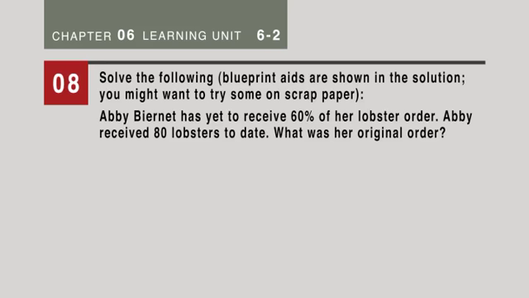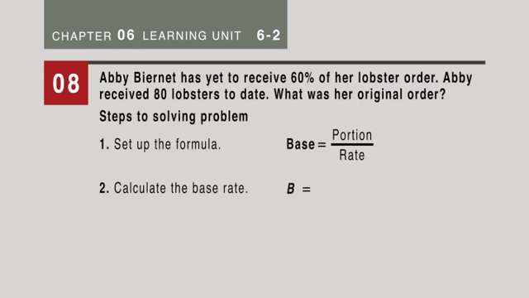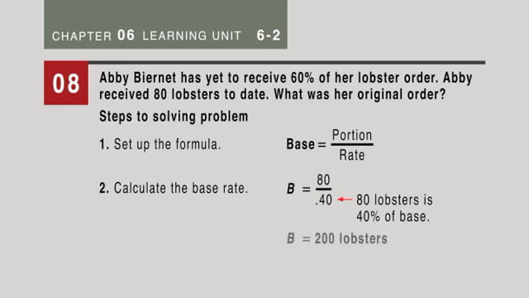Number 8, we've got Abby Burnett has yet to receive 60% of her lobster order. Abby received 80 lobsters to date. What was her original order? So we're trying to figure out what is that base. So again, we're using portion divided by rate. She's received 80 lobsters, so we've got 80 lobsters divided by 40% shows that she has a base of 200 lobsters that she's waiting for.